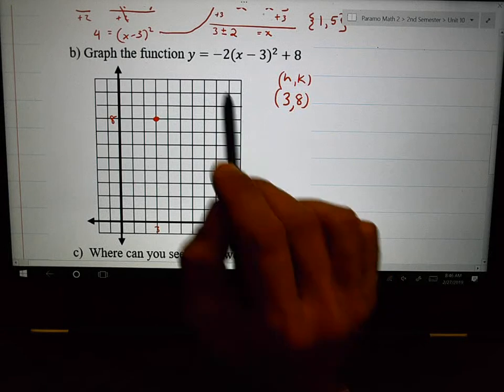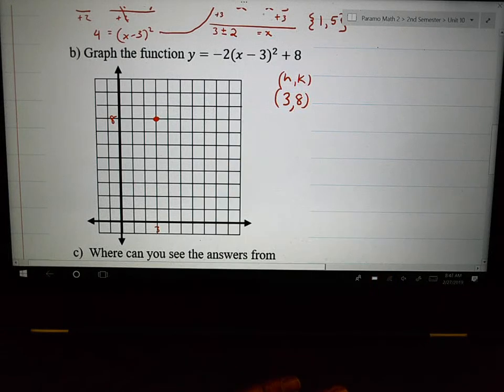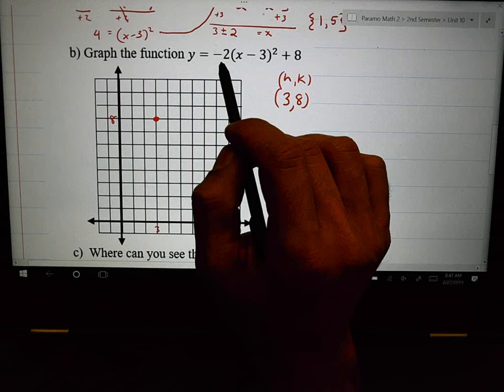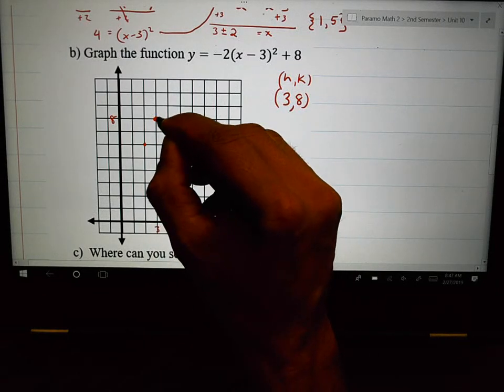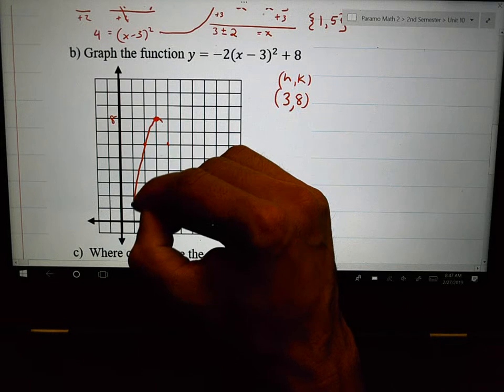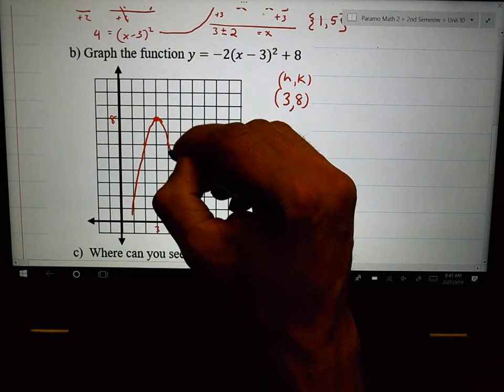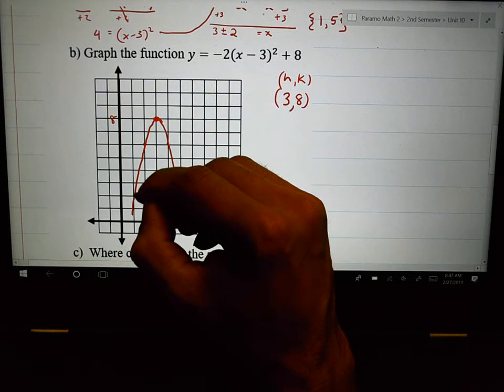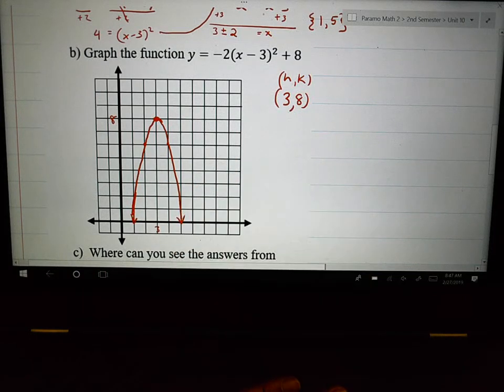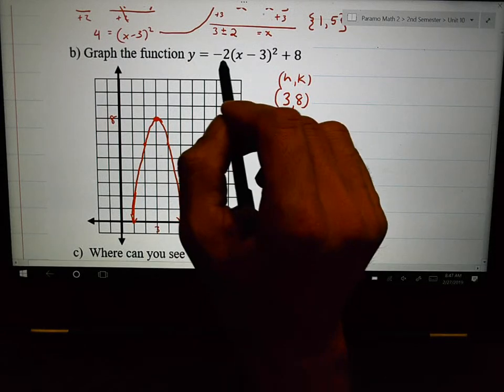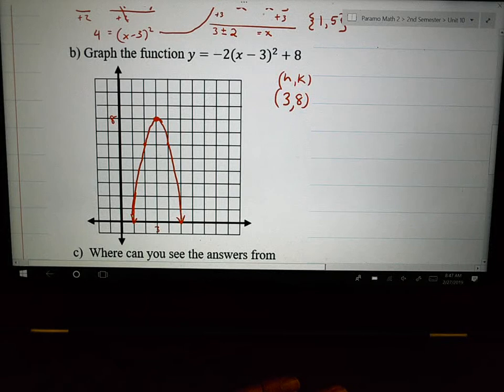I know that this has a negative 2 a value. The a value, because it's negative, it opens down. And so I have an idea that my parabola is going to do something like this. It's my guess. It has to be narrow. Remember, thin, narrow, because that's a 2. It's skinnier than a normal parabola.